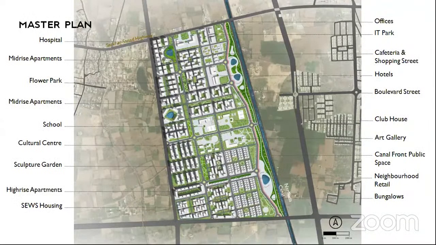So this is how the overall master plan looks. Each neighborhood has a different kind of open spaces in between.